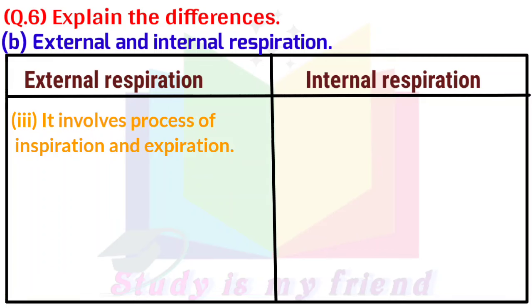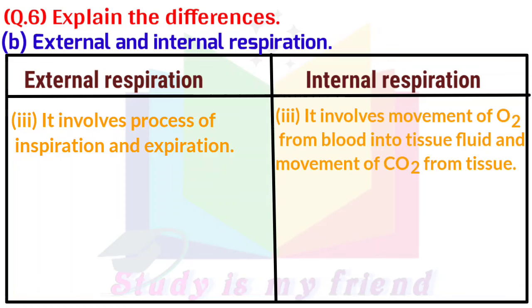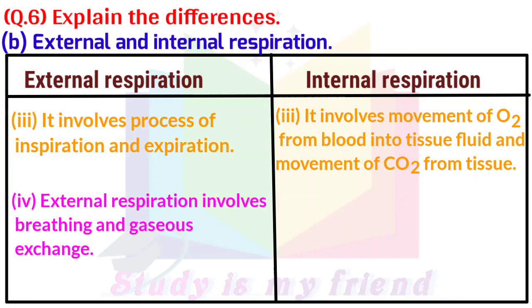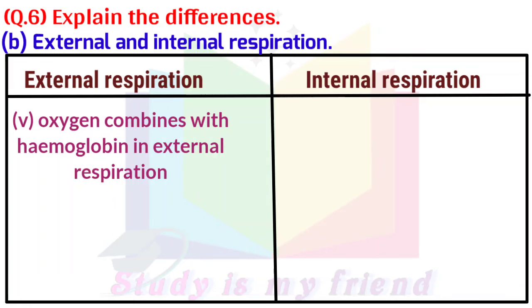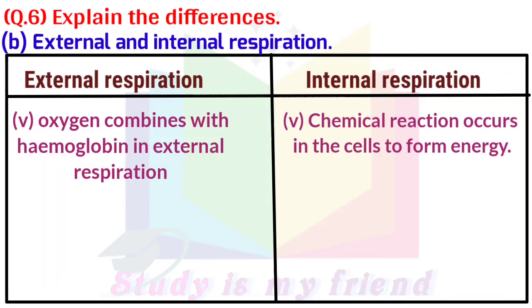3. It involves the process of inspiration and expiration. 3. It involves movement of O2 from blood into tissue fluid and movement of CO2 from tissue. 4. External respiration involves breathing and gaseous exchange. 4. Internal respiration involves neither breathing nor gaseous exchange. 5. Oxygen combines with hemoglobin in external respiration. 5. Chemical reaction occurs in the cells to form energy.